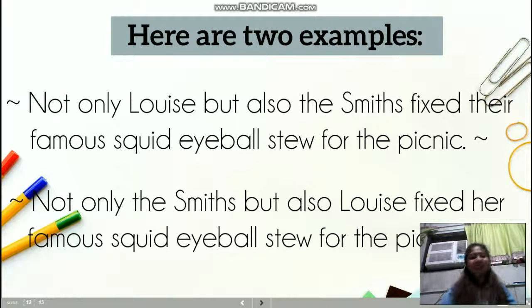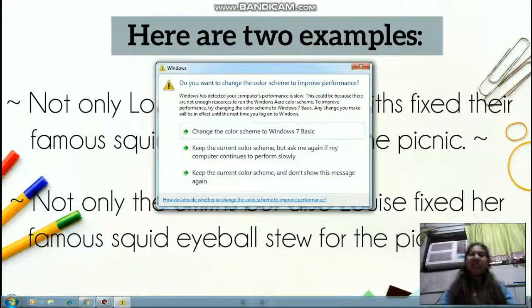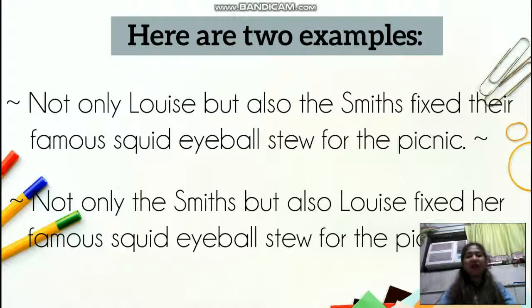In the next example, not only the Smiths but also Louise fixed her famous squid eyeballs too for the picnic. So, which is closer to the pronoun? Of course, we have the name Louise. That is why we use the pronoun her.